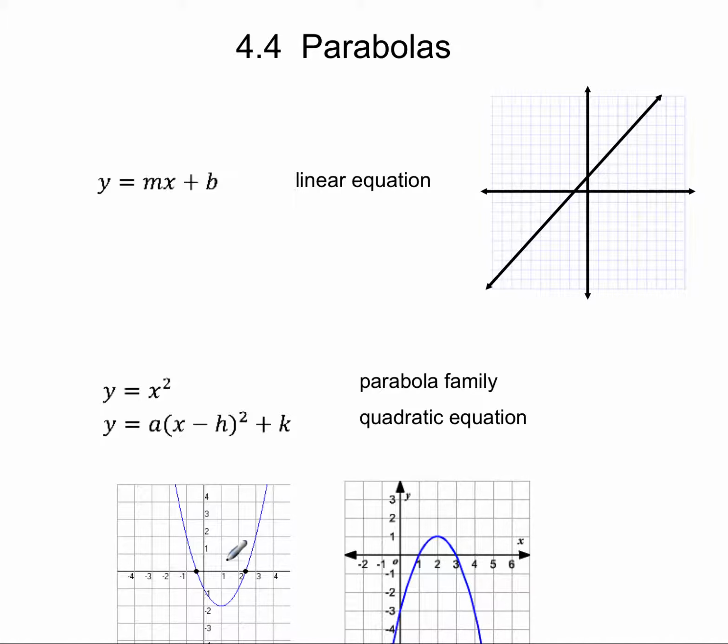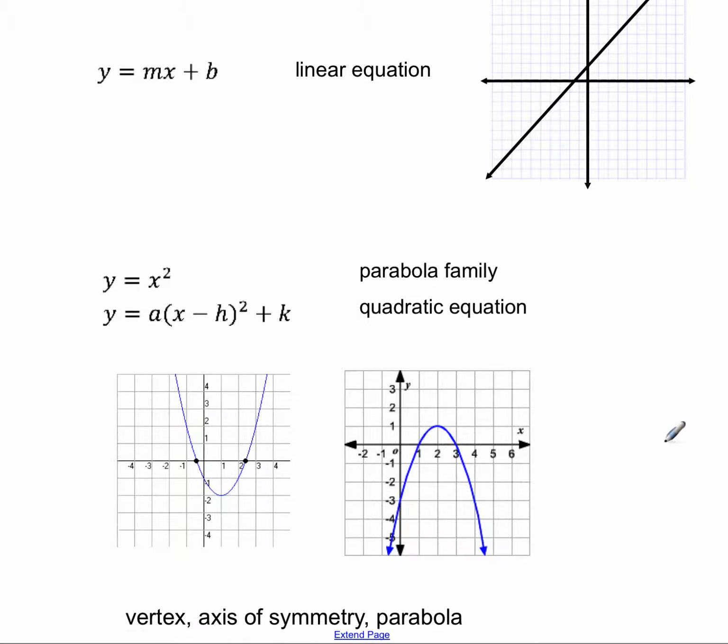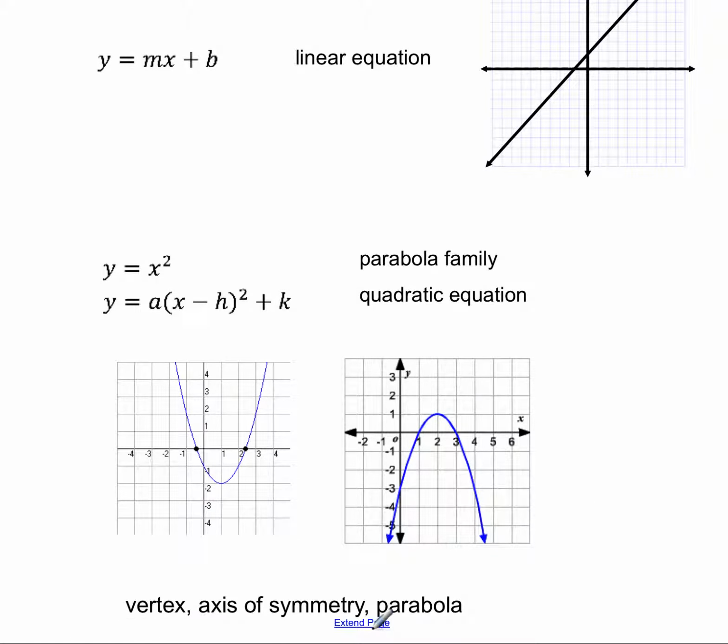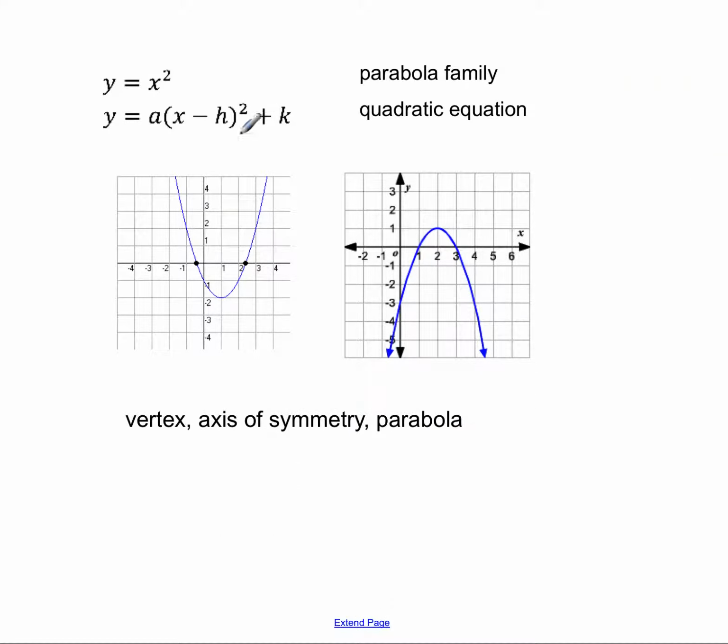Okay, so now if we go to the second family, it's the parabola family. And I'm going to make this a little bit larger. The parabola family is always going to have a 2 as its exponent. Okay, so y equals x squared. The squared is the part that tells us it's part of the parabola family, or parabolic family. It's also a quadratic equation, which you will learn a lot about, as I said, in the last book.